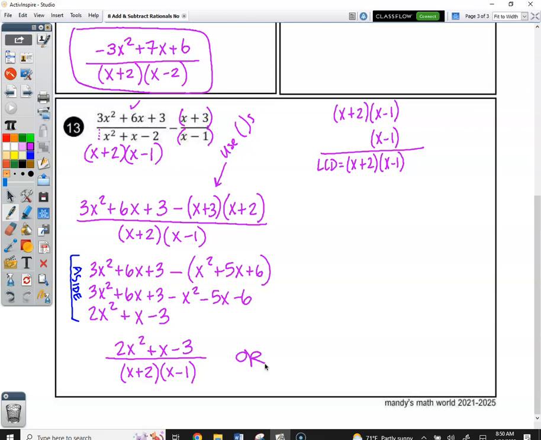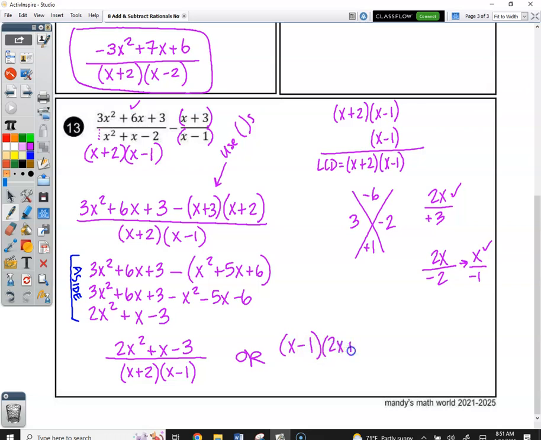Will the top factor? Yes. Let's do the fraction shortcut. Factors of -6 that add up to +1: 3 and -2. So make your fractions 3 and -2. This one's done, right? This one becomes x over -1. Now it's done. And then now you see a hole in the graph.